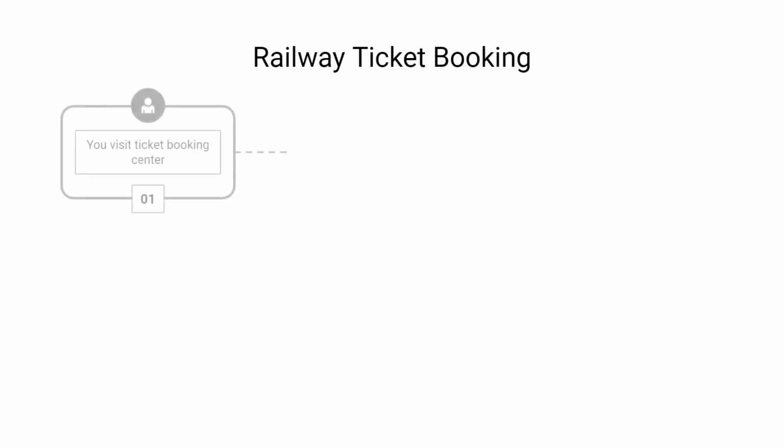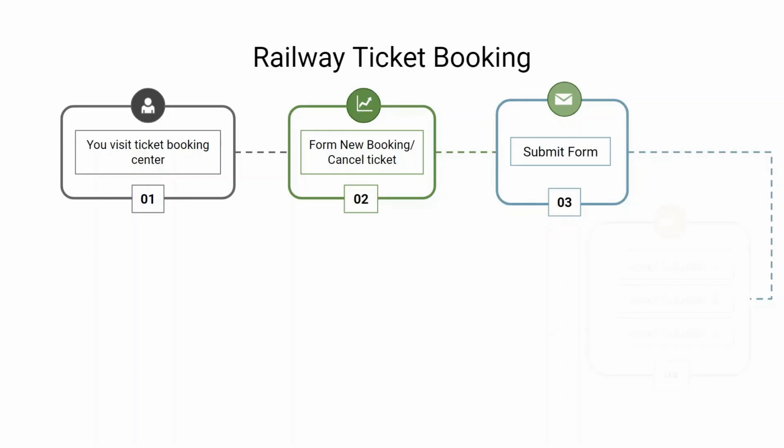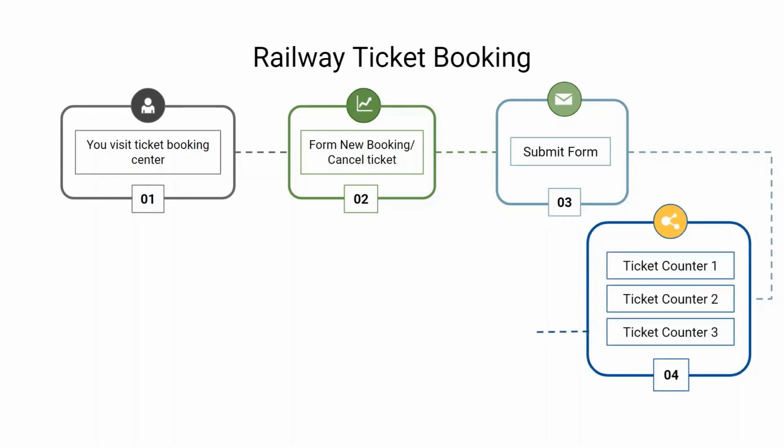So you are planning to travel somewhere for vacation, and the first thing you will do is to make the travel arrangement. So you decide to book train tickets and visit the railway ticket booking center. There you find different forms for different purposes, like new booking or cancel an existing booking. You pick a new booking form and start to fill in the details about the traveler, and then you submit the form to one of the booking clerks at one of many counters.